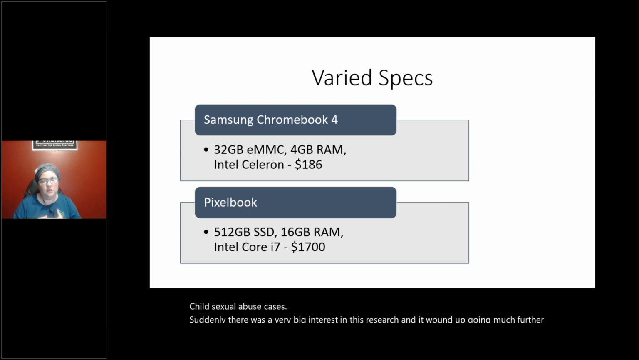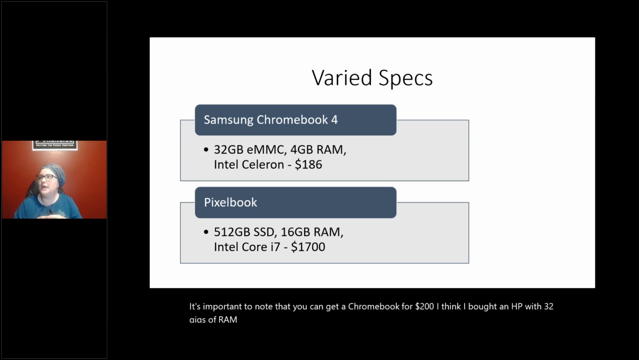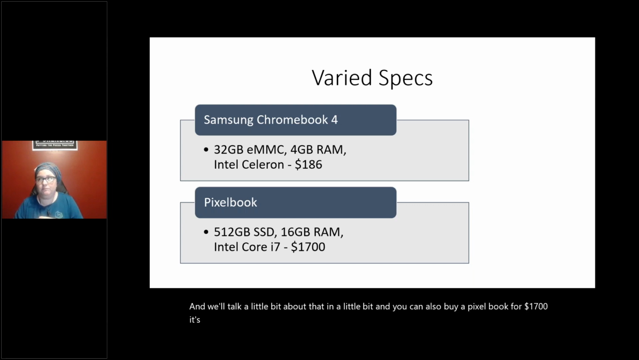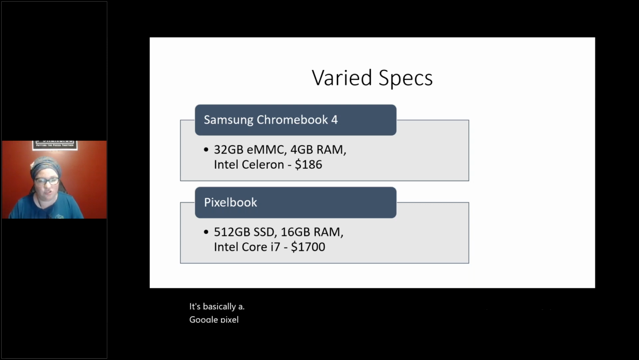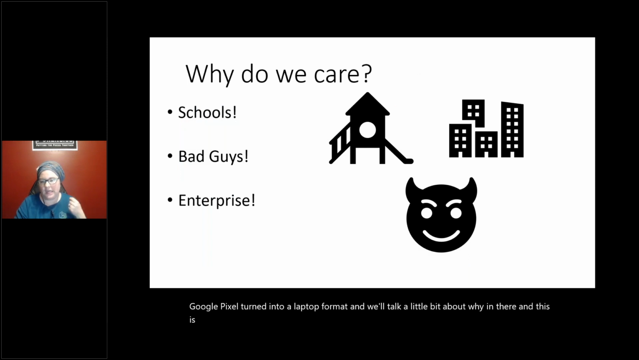It's important to note that you can get a Chromebook for $200. I think I bought an HP with 32 gigs of RAM really recently this month, and I paid $196 for it. I have like a Chromebook collection here, and we'll talk a little bit about that later. You can also buy a Pixelbook for $1,700. It's basically a Google Pixel turned into a laptop format, and we'll talk a little bit about why. And this is really important. Again, schools. There was a giant uptick.